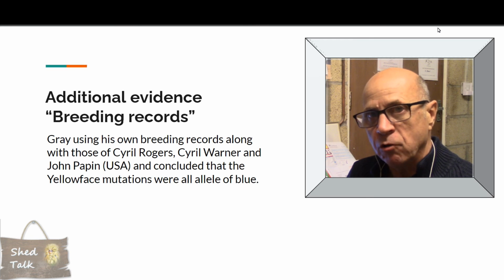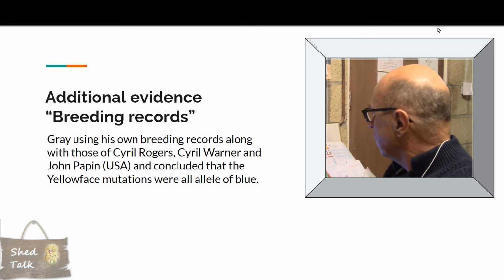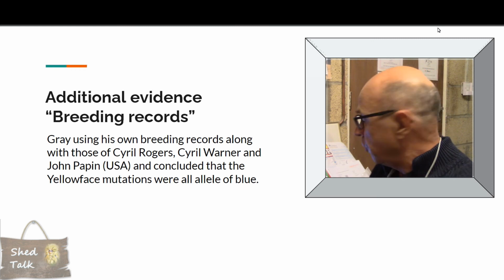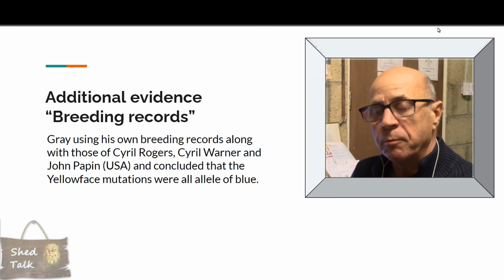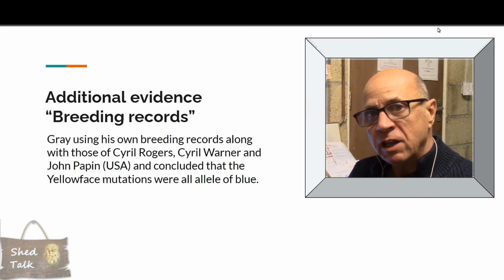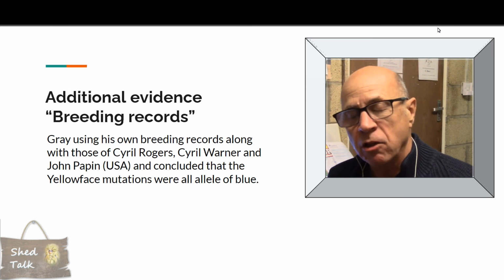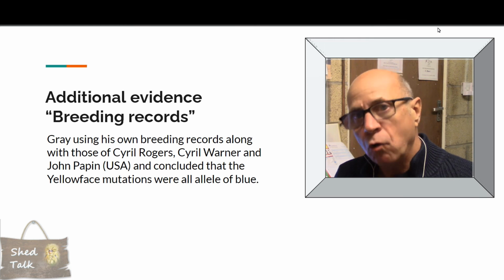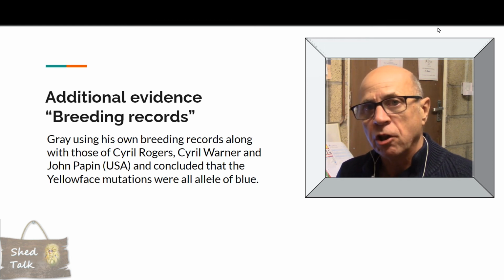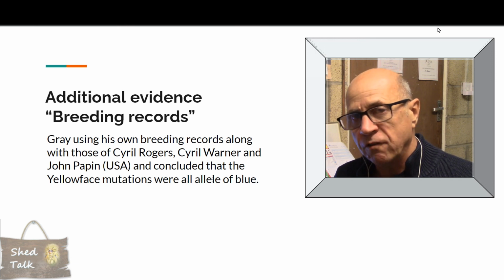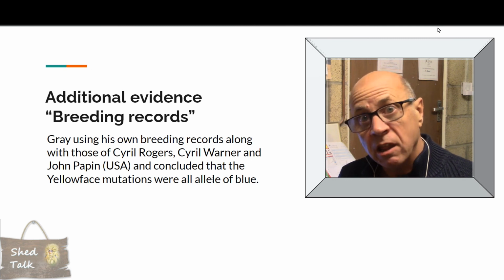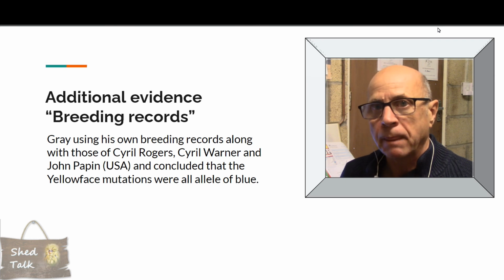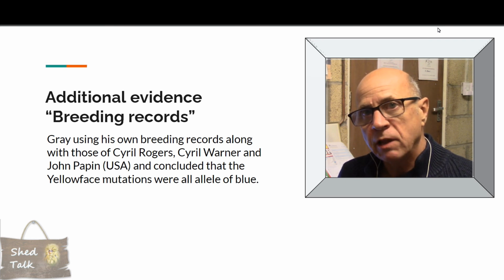So Hray looked at the breeding records, he looked at his own breeding records, he also looked at the breeding records of Cyril Rogers and Cyril Warden and in fact John Papin from the USA. So he combined all those records, all very big yellowface breeders, and looked at how the genes seem to interact based on the birds that they were bred from. And he again concluded that all of the yellowface mutations, so mutation 1, mutation 2 and the goldenface, were all part of the blue allele and were all recessive to the wild type green. So that's what Hray thought.